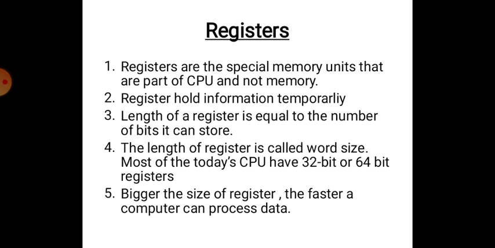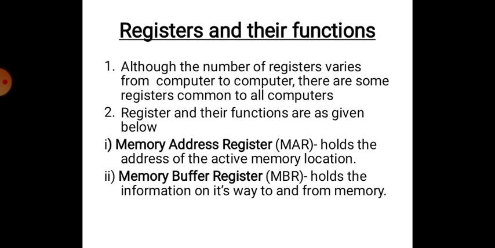Most of today's CPUs have 32-bit or 64-bit registers. Point number 5. Bigger the size of register, the faster the computer can process the data. So the larger the size of the register, more data can be processed at a single time. Registers and their functions. Point number 1. Although the number of registers varies from computer to computer, there are some registers common to all computers.